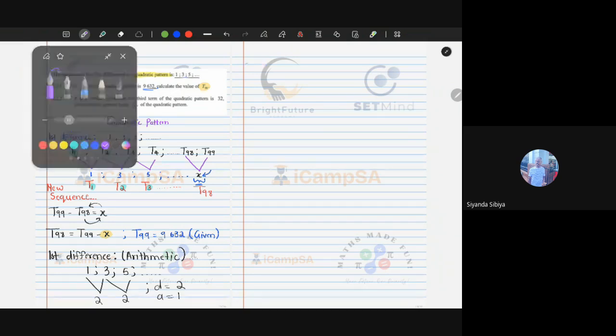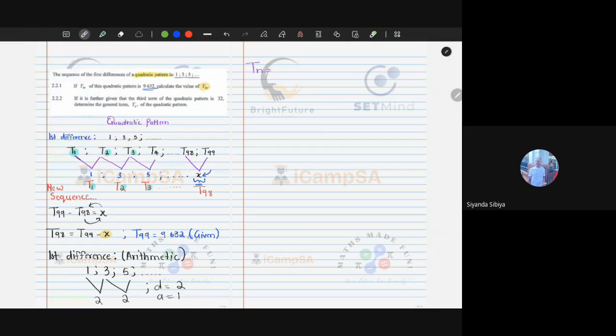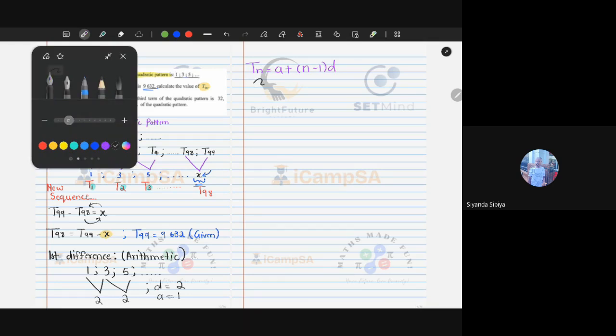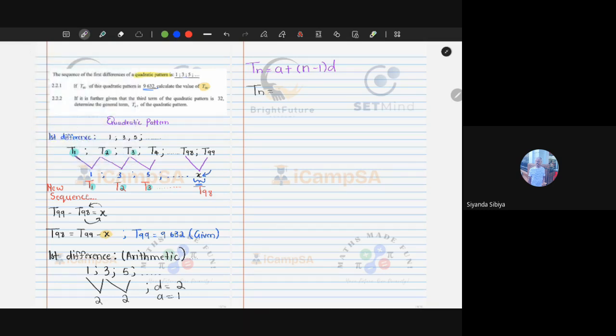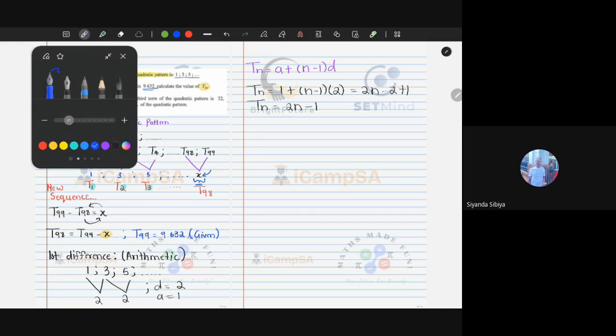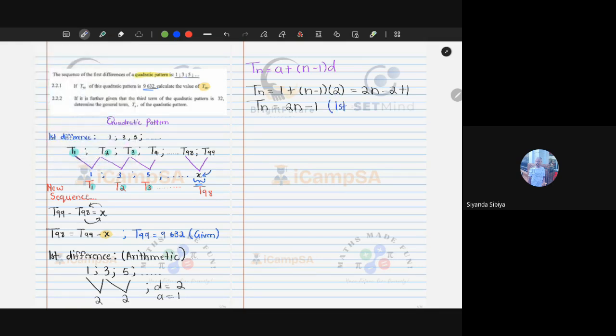And guess what? We can now find our Tn for the arithmetic sequence, which is A plus n minus 1 times D. The value of A we do have, so we'll have our Tn equals the value of A is 1 plus n minus 1 times the value of D, which is 2. So if you look at what happens, you'll have 2n minus 2 plus 1. So our Tn will simply be 2n minus 1. And this, remember, guys, this Tn here is for the first difference.